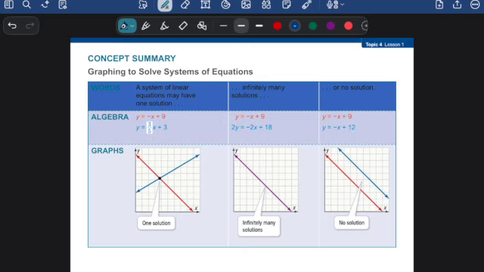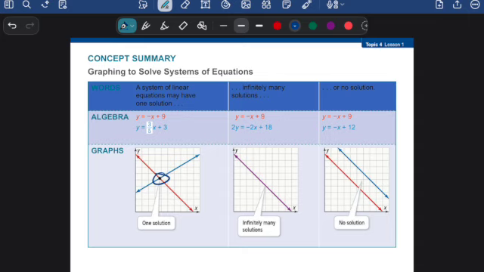Made it to the concept summary. Remember, systems of equations are more than one equation. The solution is where those lines intersect, and you can find that by graphing. You can graph the two equations and then find the point of intersection. There's either one solution.